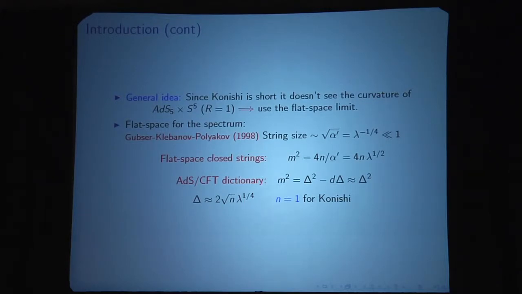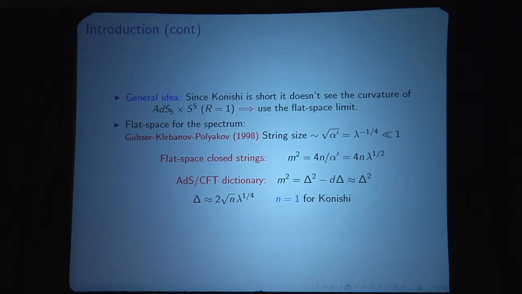So in 1998, a very simple argument would make the following claim. The string size should be of the order of the square root of the inverse string tension. And using the dictionary, that tells you it's 1 over lambda to the 1/4. If lambda is very large, this is much less than 1. So in units where the radius is 1, this size is much smaller than the radius. So then you can basically just use a flat space closed string spectrum and argue that the masses for these states have this form, and if this is large, you can forget about the correction in the dictionary between m squared and delta squared and basically say that this is approximately delta squared.